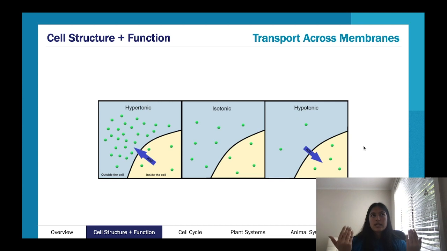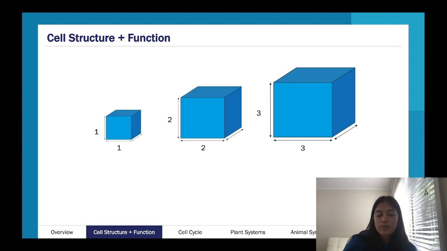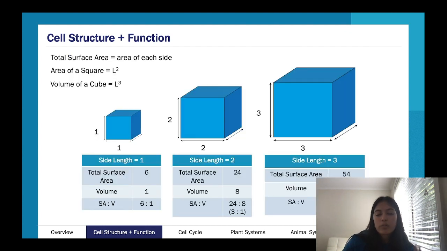The application for this is, if you place a cell, like this little yellow cell here, in a hypertonic solution like this, water is going to leave the cell and the cell is going to shrink. If you put it in a hypotonic solution, water is going to come into the cell and the cell is going to swell. So that's the general application. Hopefully that makes sense.